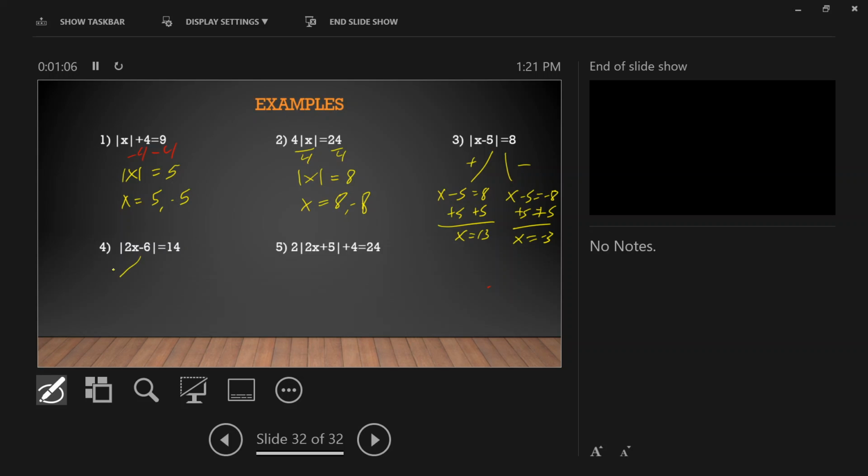Next one. Split it. Plus minus. 2x minus 6 equals 14. 2x minus 6 equals negative 14. Add the 6 to both sides. Hold on. Wait for this problem. Sit down. So we have 2x equals 20. Divide both sides by 2. x equals 10. Over here, add the 6. We have 2x equals negative 8. Divide both sides by 2. x equals negative 4. Those are two problems.